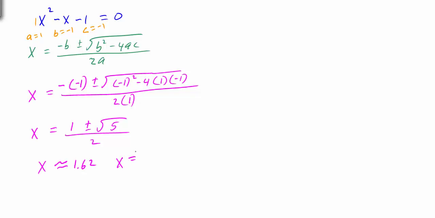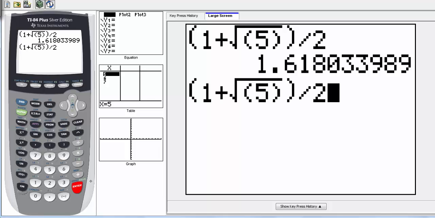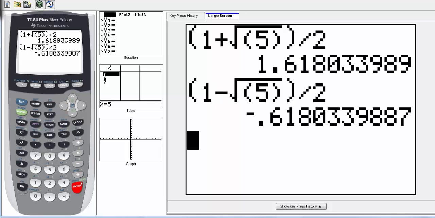And then if we subtract 1 minus the square root of 5, and I can show you a little shortcut here. If you were to hit second function and enter, that brings down the last entry, and we can certainly just move our cursor over to the addition and change it to a minus and hit enter, and we get a negative 0.62.